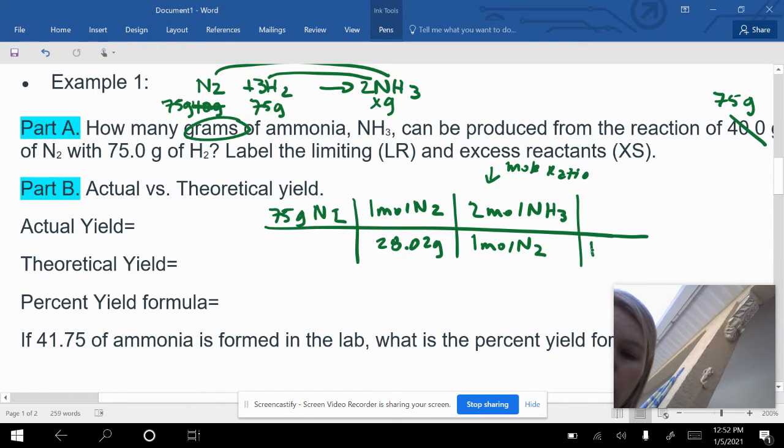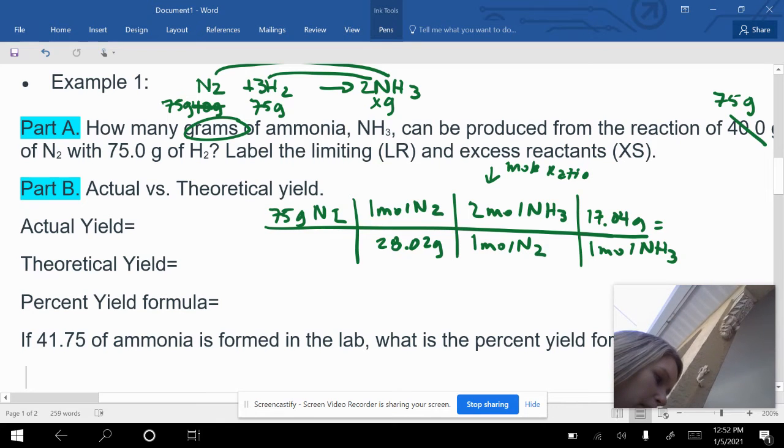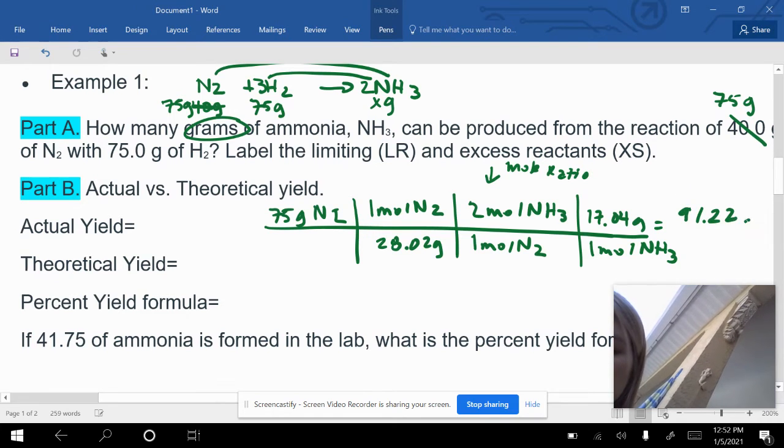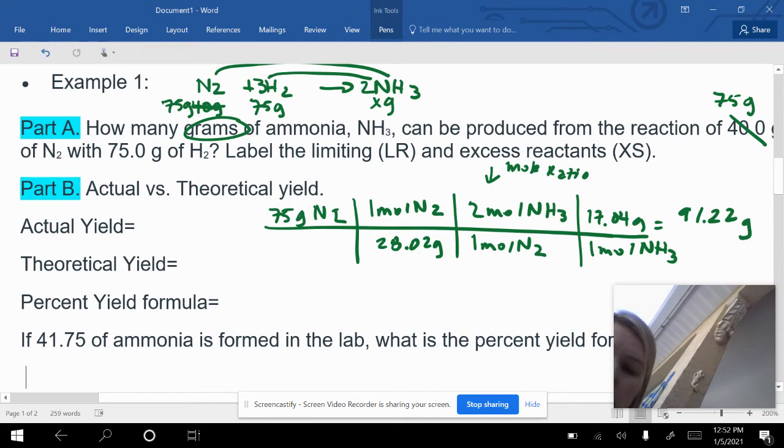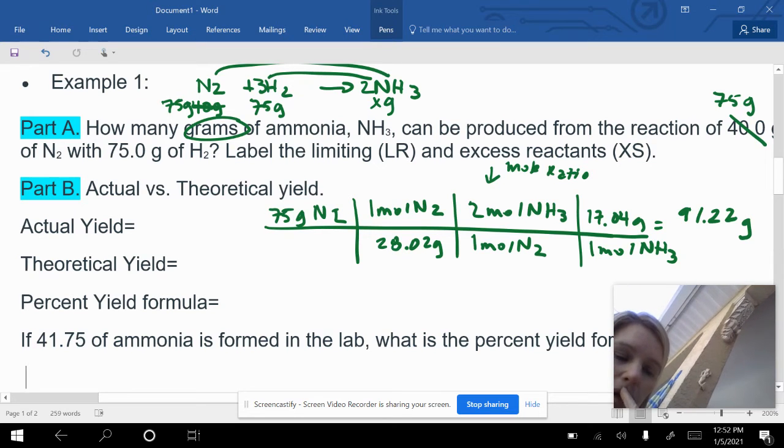So 1 mole of ammonia, and I get it on the periodic table, I add it up, is 17.04 grams. And if I multiply across the top and divide by the bottom, this is going to give me 91.22 grams. Okay, that's how much. I also didn't update some of these numbers down here. Sorry, I added some things after I loaded it to Word. So let me just change them as we go.